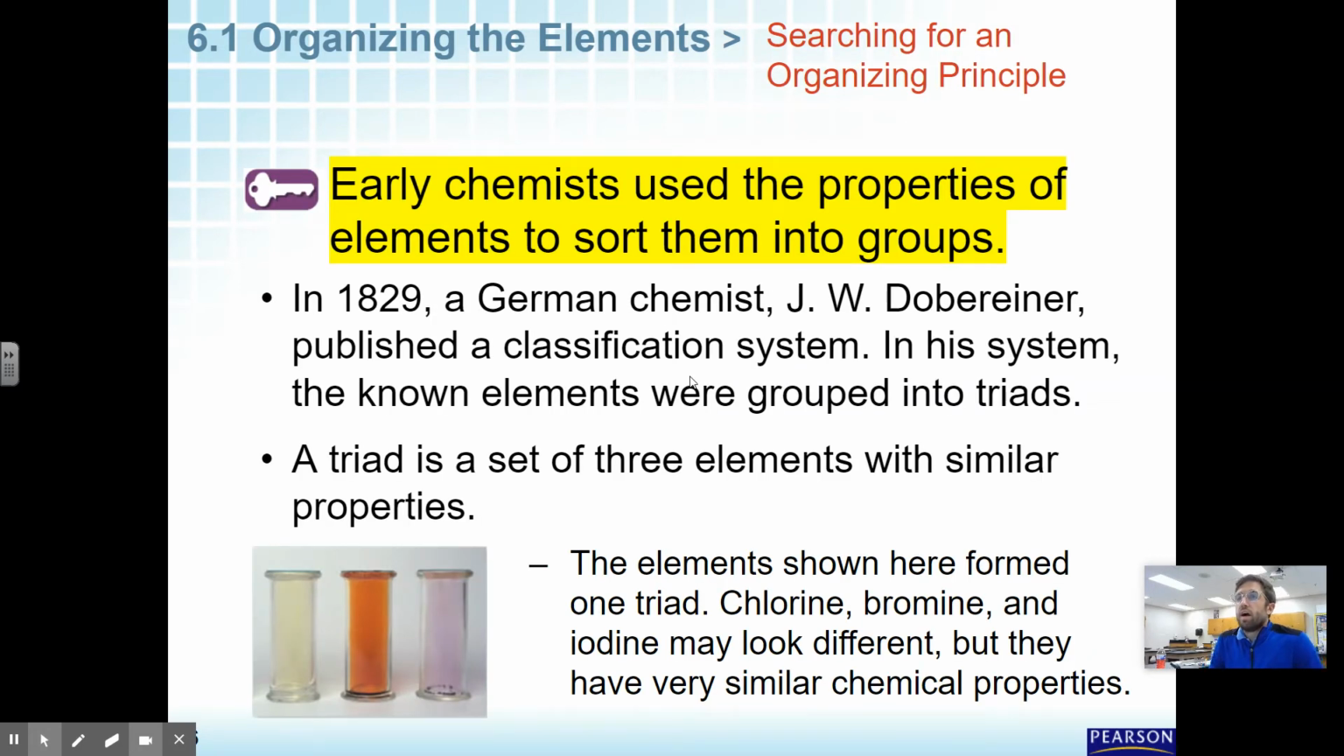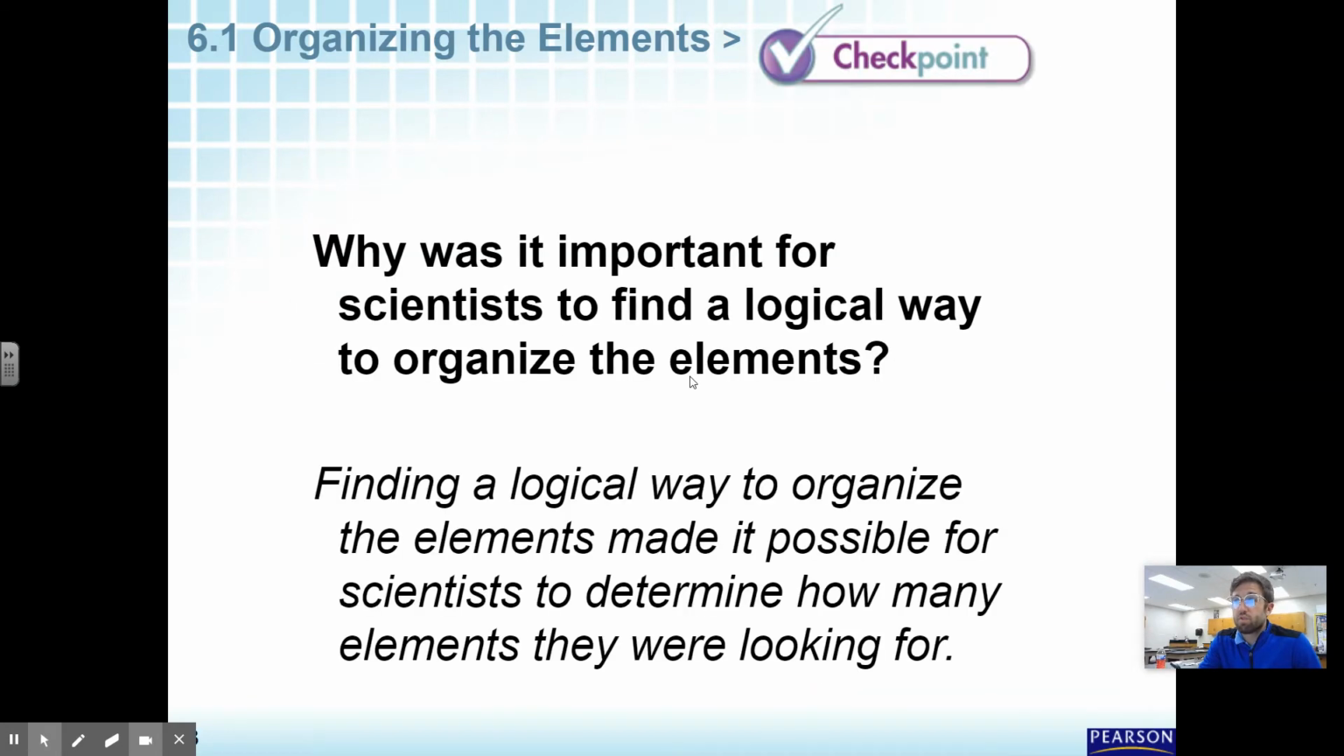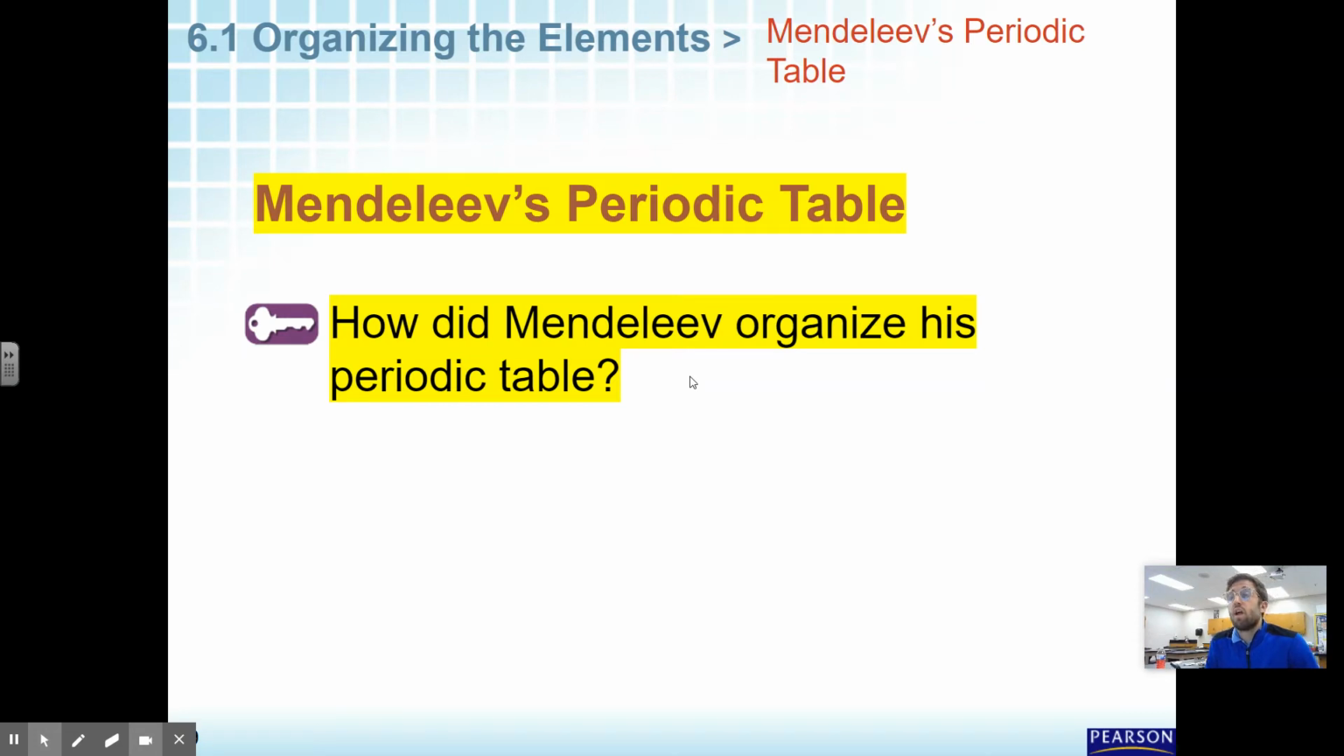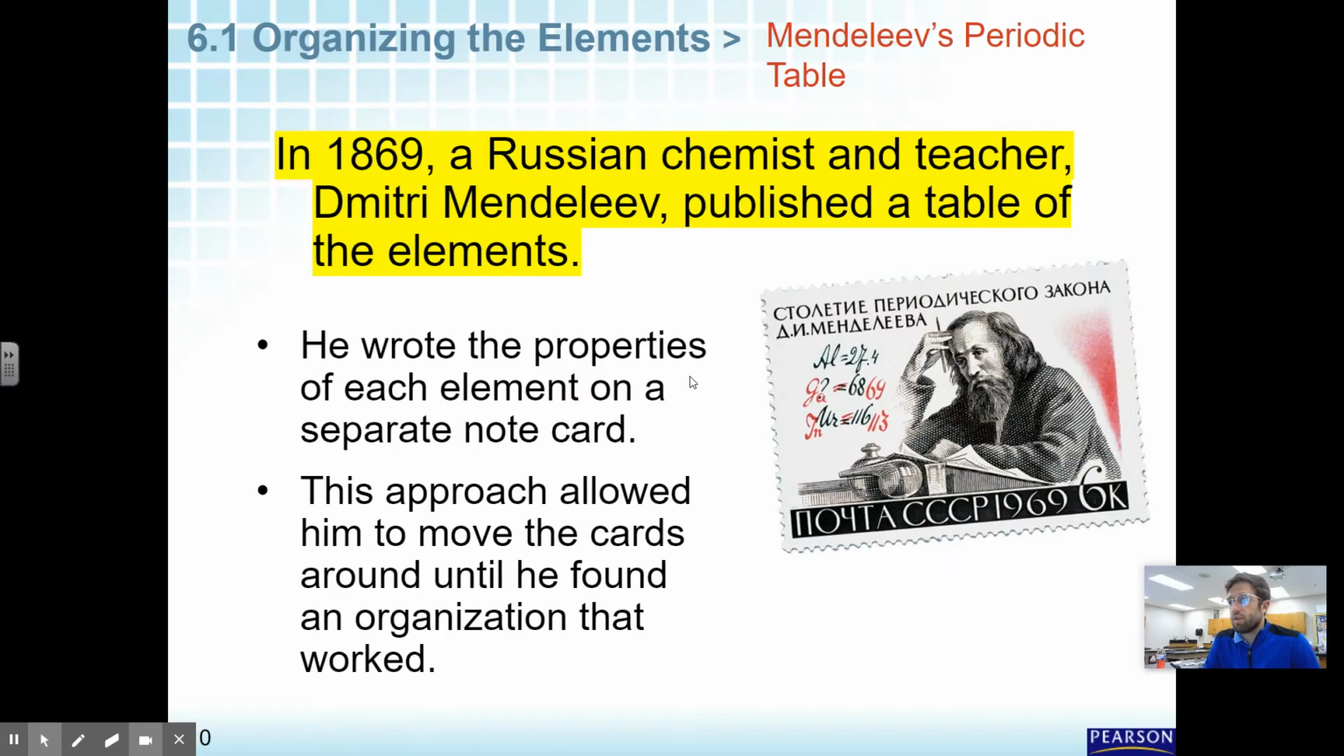So in 1829, a German chemist, J.W. Doberiner, published a classification system. In his system, the known elements were grouped into triads. And so he's important, but he's not the most important person for this unit. The most important person for this unit is Mendeleev, however you want to pronounce that. His periodic table. So we need to know how he organized his periodic table.